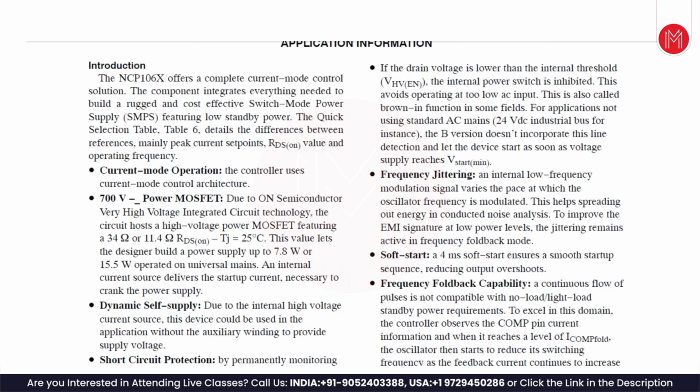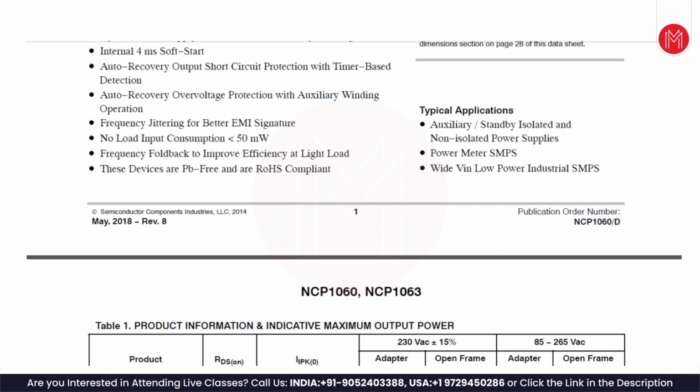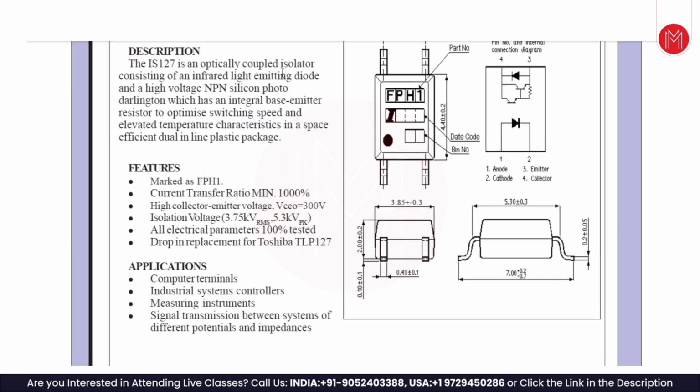The optocoupler, we look at it. We used an optocoupler. This here is an optocoupler basically. TLP127 is an optocoupler. The TLP127 is an optically coupled isolator. It consists of an infrared light emitting diode. Internally, it has a light emitting diode and a high voltage NPN silicon photo Darlington, which has an internal base emitter resistor to optimize switching speed and elevated temperature characteristics in a space efficient dual inline package.